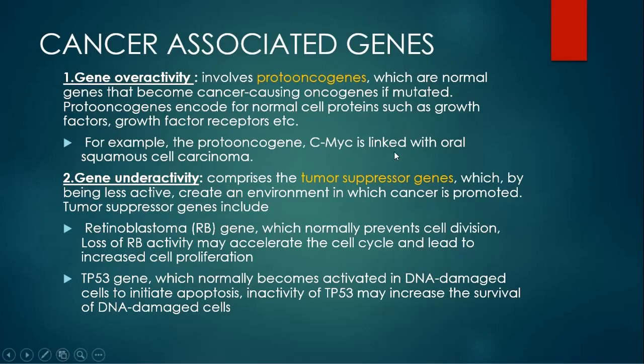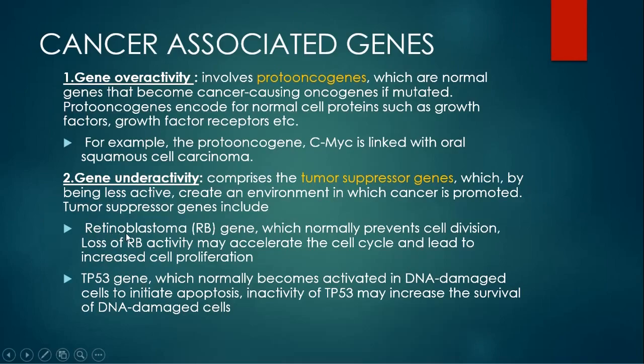For example, we have tumor suppressor genes, which by being less active create an environment in which cancer is promoted. All right, so tumor suppressor genes include the retinoblastoma gene. There are two main tumor suppressor genes: the retinoblastoma gene and the TP53 gene.